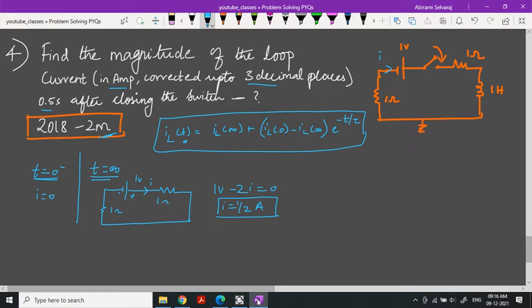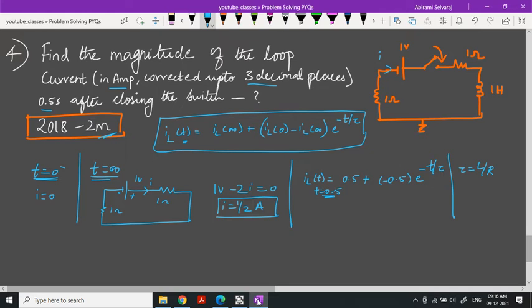Okay, we got it. Let's put it in the iL(t) equation. iL(t) equals iL(∞), which is 0.5, plus iL(0), which is 0, minus 0.5, into e power minus t by tau, where t equals 0.5. We need to find tau, with tau equal to L by R.